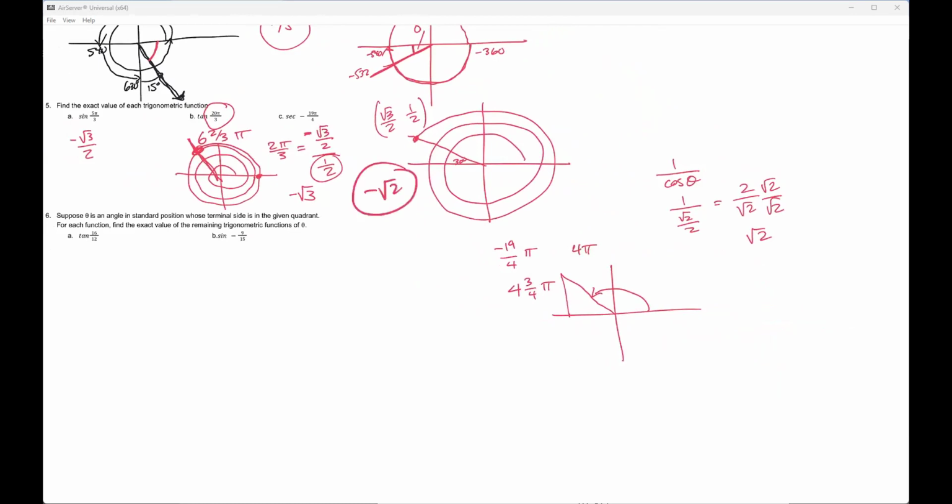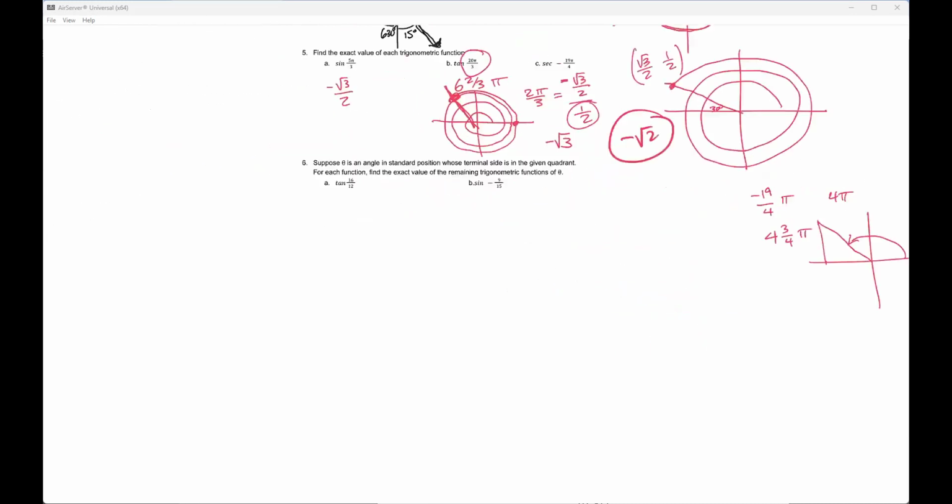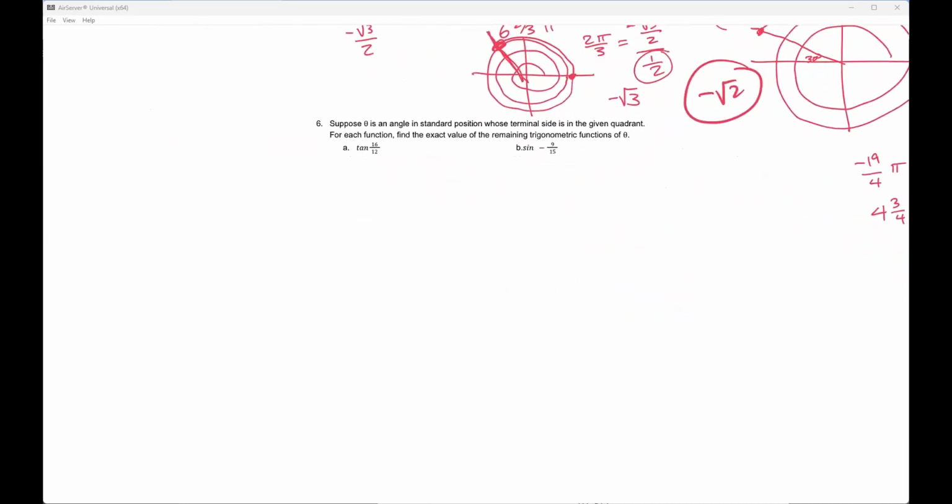All right. Any questions on that? We good? Not so bad, right? Are you guys getting this a little bit? Good. All right, number 6. We have to chug along here a little bit. Here we go. Opposite is 16. Adjacent is 12. 20 is the hypotenuse. I forgot to mention this is in Q1 and this is in Q4.